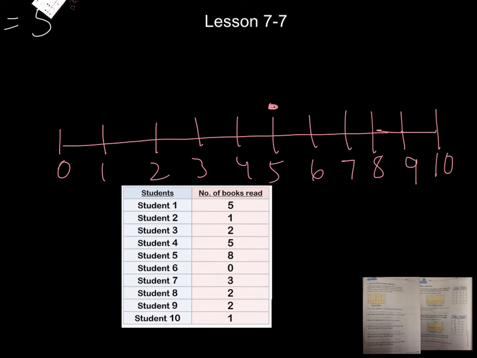Okay, student number 2 read 1 book. Put a dot above 1. Student number 3 read 2 books. Put a dot above 2. Student number 4 read 5 books. So put another dot above 5. Student number 5 read 8 books.